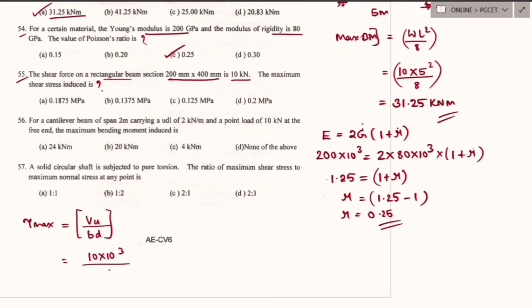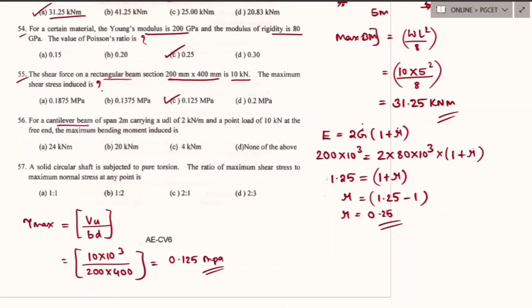Vu is the total shear force, 10 into 10 to the power of 3, divided by BD, the area of the rectangular cross section, 200 into 400 mm. Therefore, the maximum shear stress induced in this section is 0.125 MPa. So, option C is the right answer.